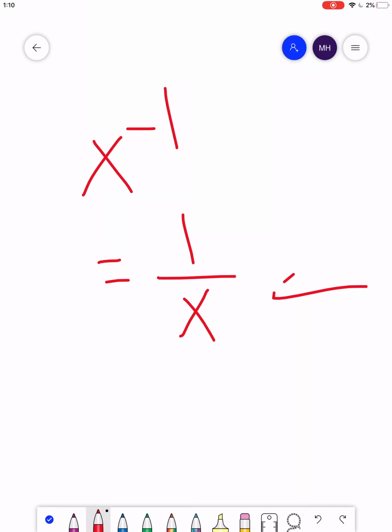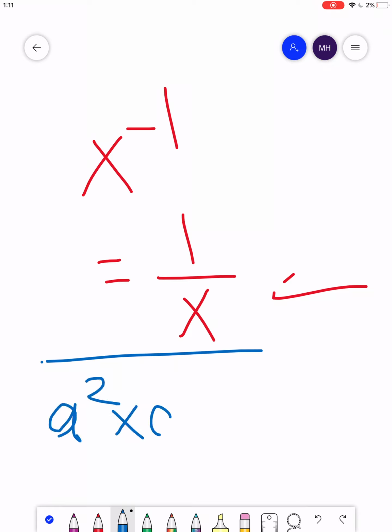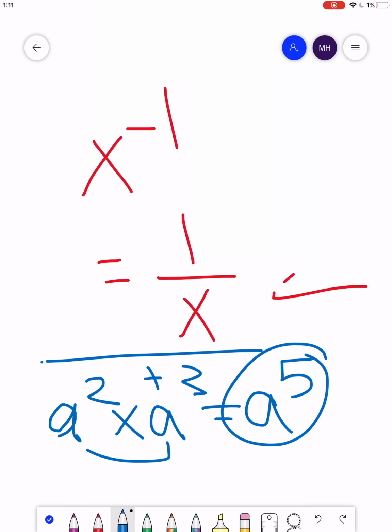Now, how do we divide or multiply indices. First of all, multiplying indices is adding the powers. If you have a power 2, multiply a power 3, we bring the same base, a, and we add the indices over the power, equals a power 5.